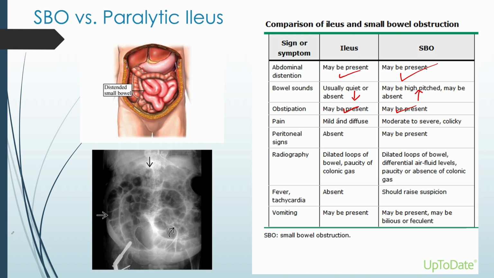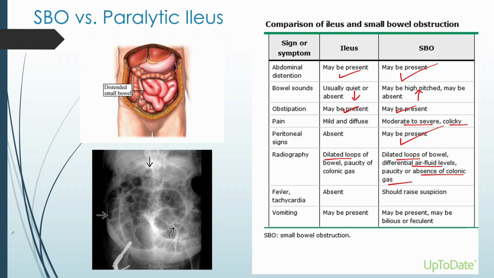Pain is subjective, so it's hard to quantify, but if you had to compare the two, usually ileus tends to be more mild and diffuse, whereas small bowel tends to be more moderate to severe and colicky. Peritoneal signs should be absent in ileus because this is not a mechanical obstruction. There's no risk for severe strangulation, whereas small bowel can have that. Radiographically, we mentioned that it's going to be global dilated loops throughout the entire small and large bowel, whereas in small bowel obstruction, you're going to have dilated loops with air fluid levels, and there's going to be some specific point or absence of colonic gas.